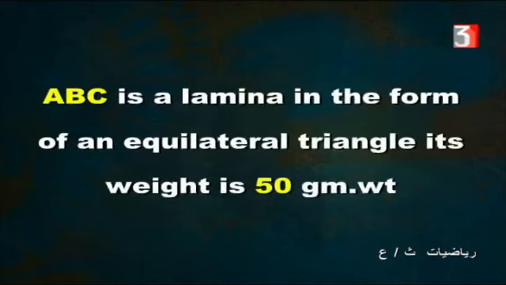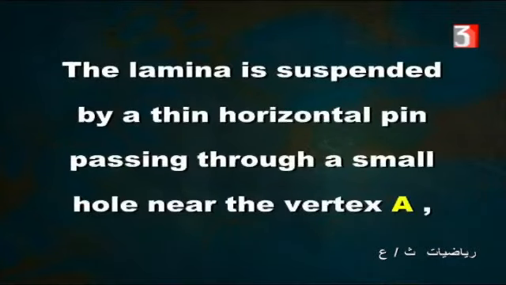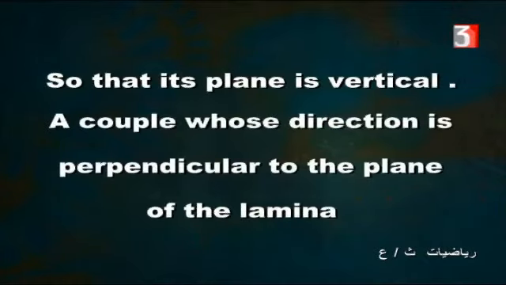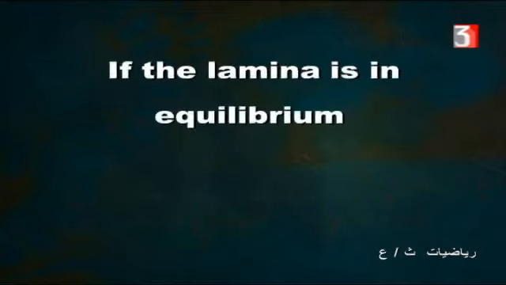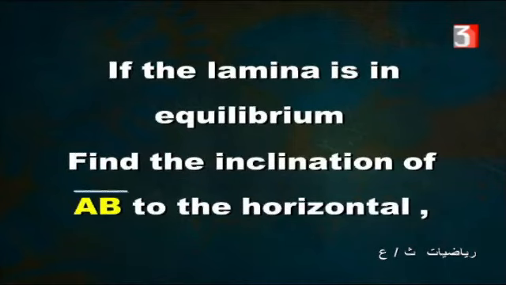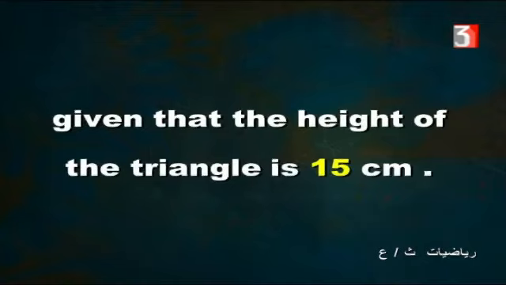Another example. ABC is a lamina in the form of an equilateral triangle. Its weight is 50 gram weight, acting at the point of intersection of its medians. The lamina is suspended by a thin horizontal pin passing through a small hole near the vertex A, so that its plane is vertical. A couple whose direction is perpendicular to the plane of the lamina, and the magnitude of its moment is 250 gram weight centimeter, acts on it. If the lamina is in equilibrium, find the inclination of AB to the horizontal, given that the height of the triangle is 15 centimeter.